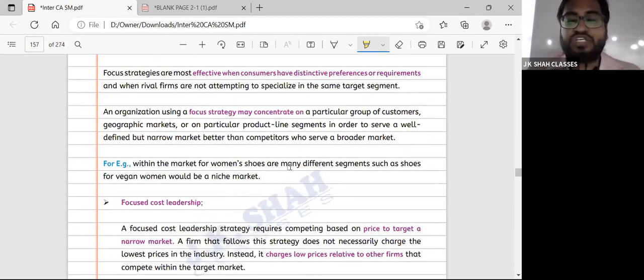An organization using focus strategy may focus on a particular group of customers, that is buyers, a geography market, that is in your locality, or a particular product line segment. Only one product I am selling, nothing else. Only this pen. I don't sell any other pen, and that too in this area. In order to serve a well-defined but narrow market. This is important, narrow market.